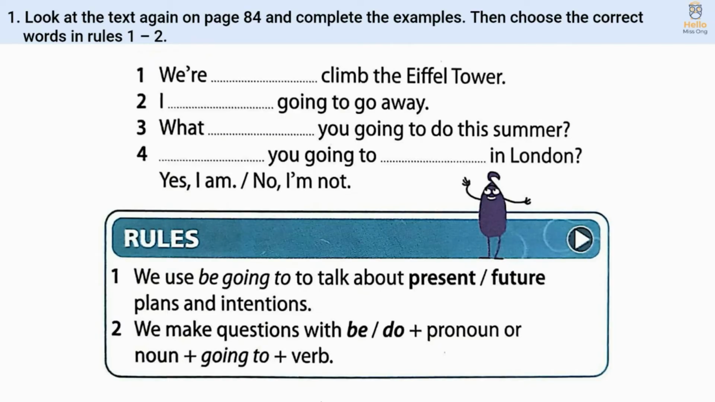1. We're going to climb the Eiffel Tower. 2. I'm not going to go away. 3. What are you going to do this summer? 4. Are you going to stay in London? Yes, I am. No, I'm not. Now complete the rules.